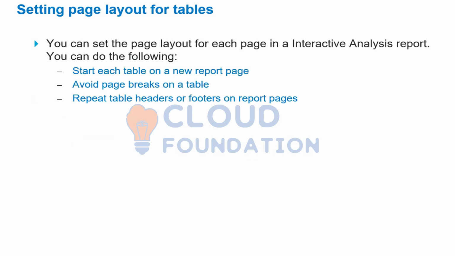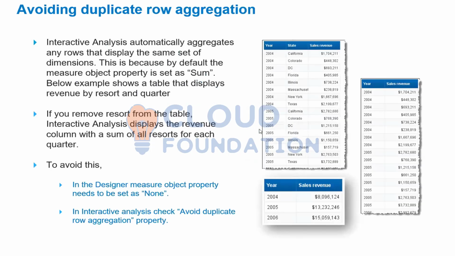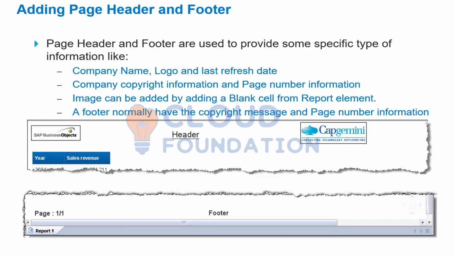Setting page layout for tables. As I told you, we can repeat table headers or footers on report pages. If you click on that, it will repeat. Otherwise, we will not see the table headers. So those kinds of options are there. And also we can avoid duplicate row aggregation using properties, which I can tell you later.